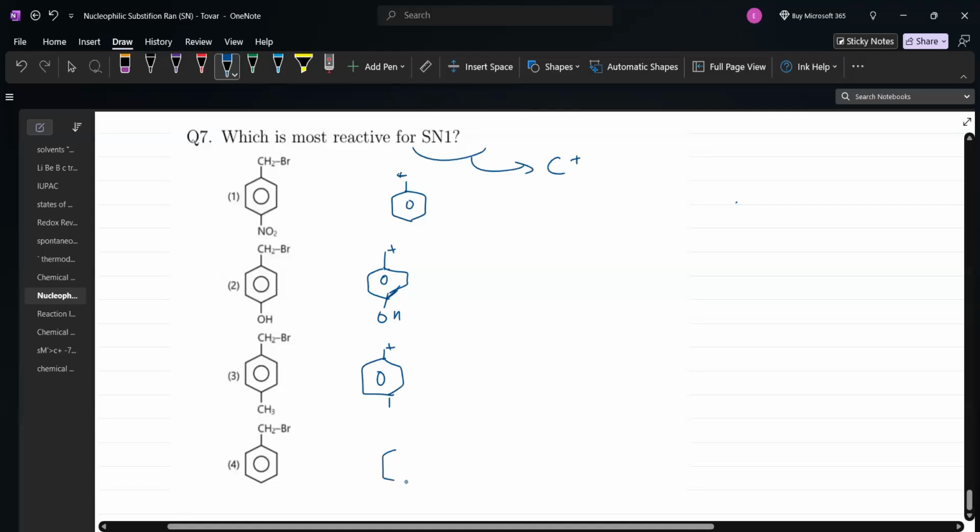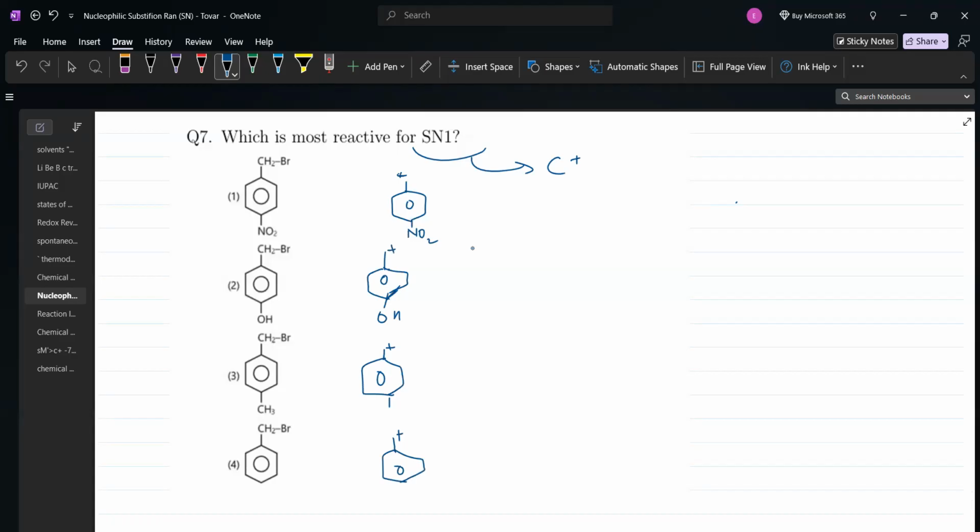At least please confirm that you have understood the intermediate. Oh, sorry, I have left NO2 here. If the intermediate is stable, then the reaction will go on very quickly. It will be the most reactive one. So let's see which one is the most stable. The most stable will be the most reactive for SN1.